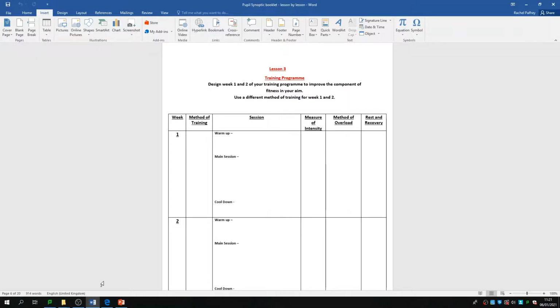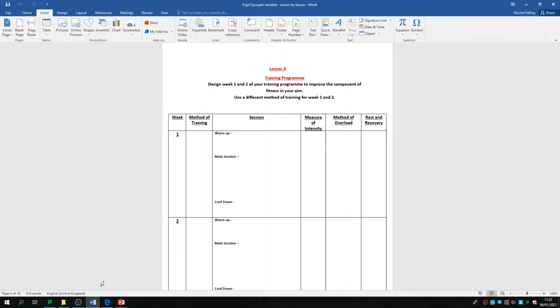Your measure of intensity. During your exam unit you would have come across something called a Borg Scale. A Borg Scale is a rating from 1 to 20, so as soon as you've done your training session you would pick a number. 1 means it was really easy, 20 means you physically couldn't work any harder. Once you've put your number down, you times it by 10 and that gives you your heart rate, and you need to write your heart rate down in the measure of intensity box. So for instance, if you rated it 8 out of 20, you would write 8 times 10 equals 80 beats per minute.